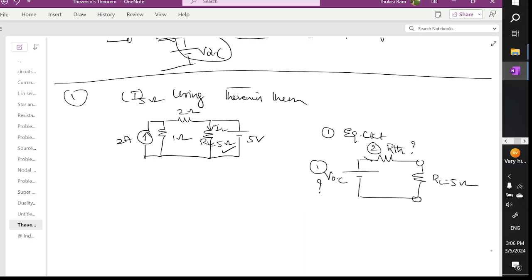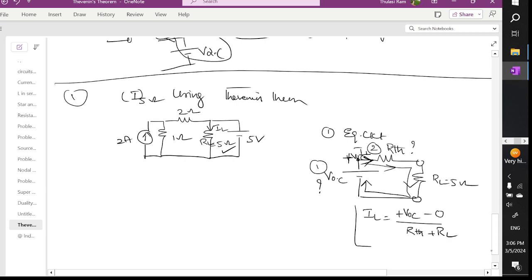How do we find the load current? The load current across Thevenin or RL is the same. Therefore IL is equal to, the current flows from high potential to low potential like this. So how to write IL? Current is leaving. What is the voltage at this point? VOC. The leaving polarity is plus. So plus VOC, minus 0, divided by the resistors connected in this branch, R Thevenin plus RL. This is the formula to find the load current for a given problem.